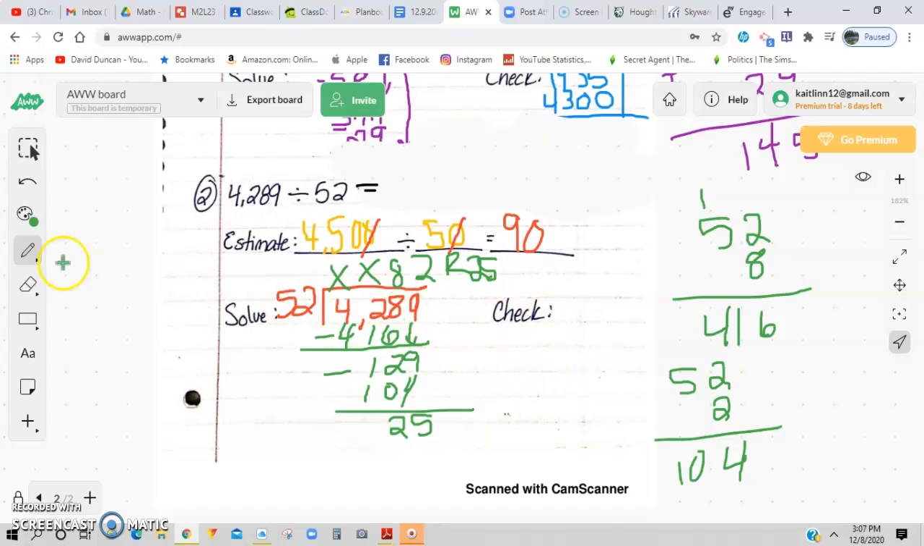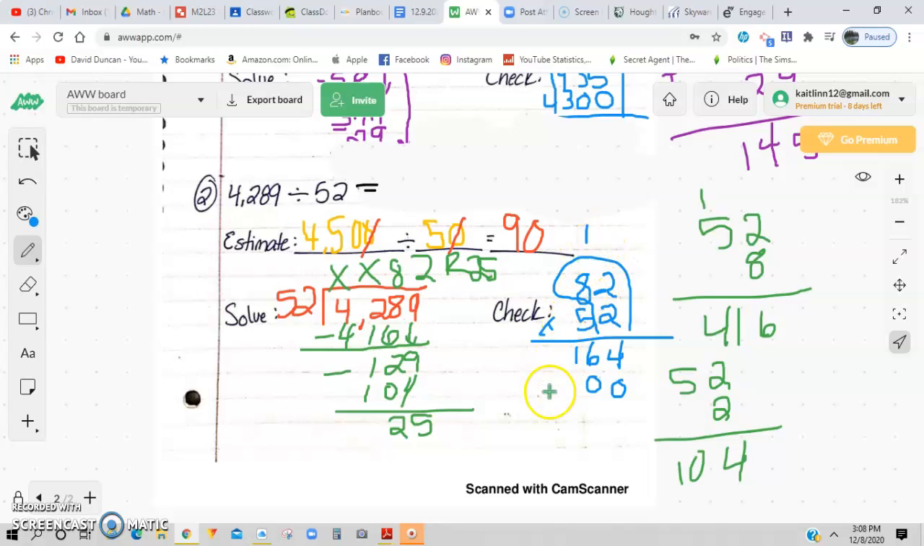Now I'm going to go over here and I'm going to check my work. I'm going to do 52 times 82 plus 25. So I'm going to do 82 times 52. Okay, draw my turtle head. 2 times 2 is 4. 2 times 8 is 16. Drop an egg. 5 times 2 is 10. 0, carry the 1. 5 times 8 is 16.